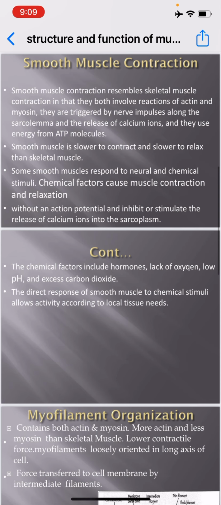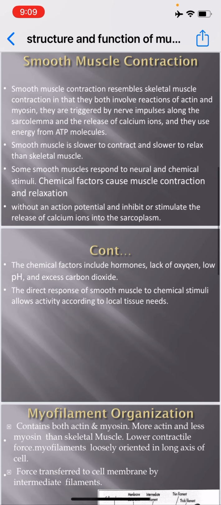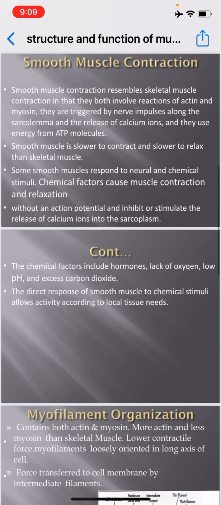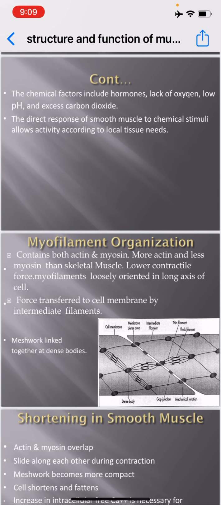Some smooth muscles respond to neural and chemical stimuli. Chemical factors cause muscle contraction and relaxation without an action potential, and inhibit or stimulate the release of calcium ions into the sarcoplasm. The chemical factors include hormones, lack of oxygen, low pH levels, and excess of carbon dioxide. The direct response of smooth muscles to chemical stimuli allows activity according to the local tissue needs.